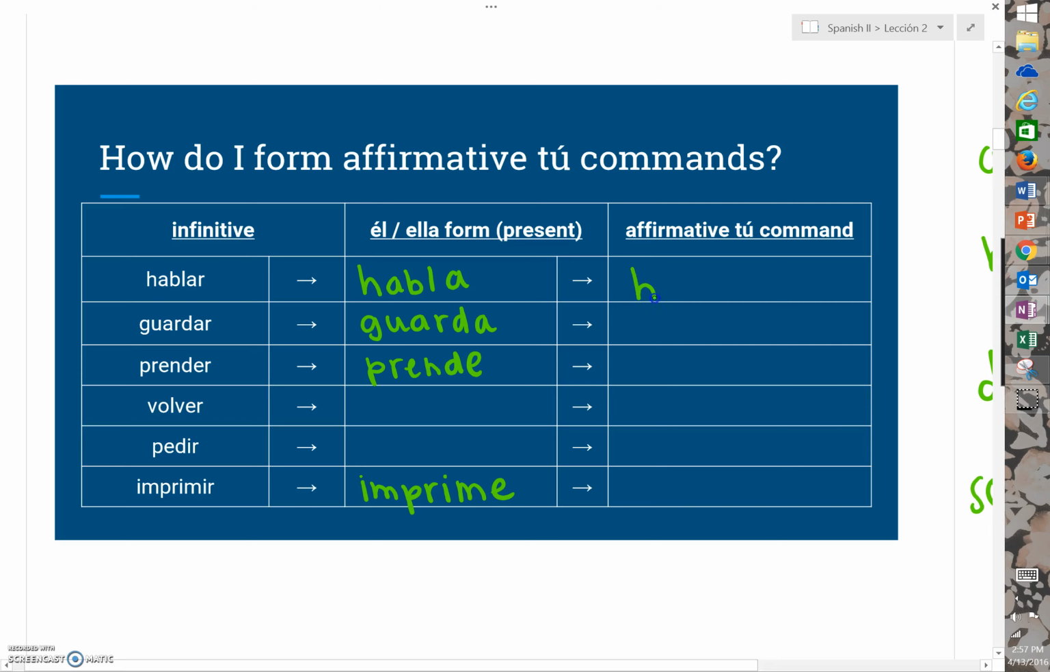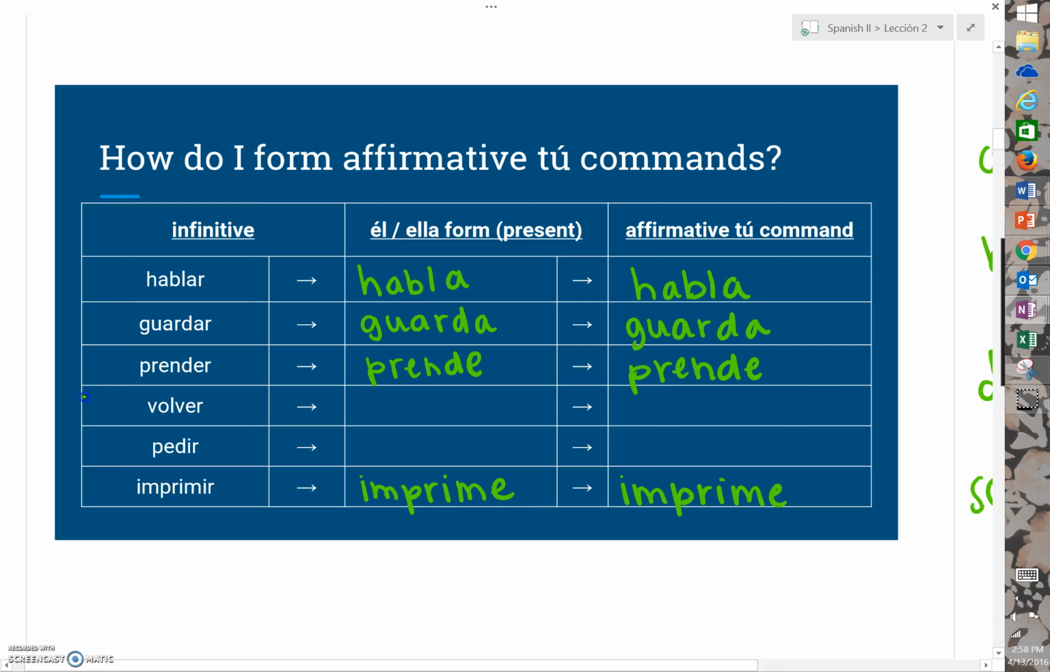If you said habla, guarda, prende, and imprime, you're correct. There's a reason I skipped volver and pedir, and that is they're a little bit different.